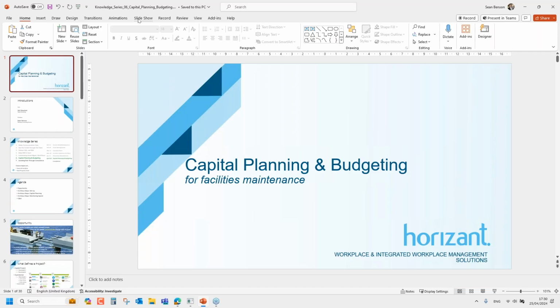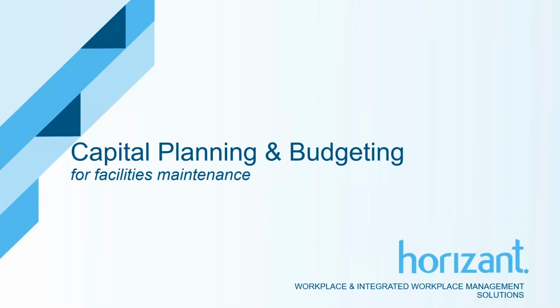Hello, everybody. Welcome to, I believe this is the sixth or seventh session in the Horizon Knowledge Series. This one is covering capital planning and budgeting for facilities maintenance. This one's a bit longer, so we'll probably only have 5-10 minutes at the end for questions.